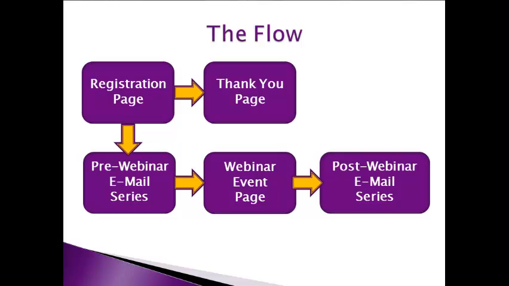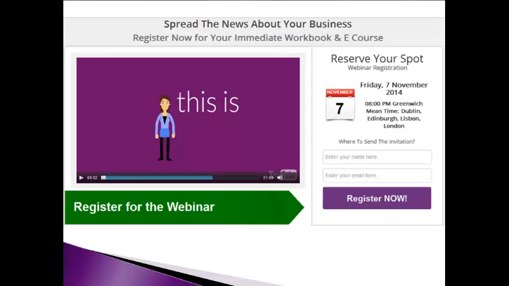So let's have a look at the very first part of this process, and that is setting up your registration page. Your registration page basically wants to look something like this, and you can set this up yourself on your own website using whatever software you currently use to get people into your system when you're giving them your freebie, your free ebook, or your free video series or whatever. There are certain elements that you're going to need.